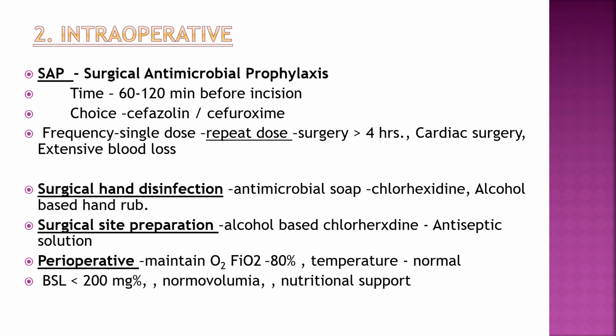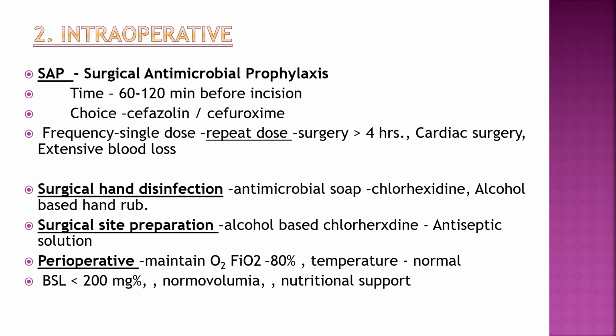Then a single dose should be given, or if surgery is more than 4 hours, or surgeries like cardiac surgery or where extensive blood loss is there, the dose can be repeated. Then surgical hand disinfection with antimicrobial soap or chlorhexidine or alcohol based hand rub should be done. Then surgical site preparation should be by alcohol based chlorhexidine or antiseptic solution. Then perioperative, there is maintenance of oxygen, that is 80% FiO2. Temperature should be normal. Blood sugar level should be less than 200 mg/dL.